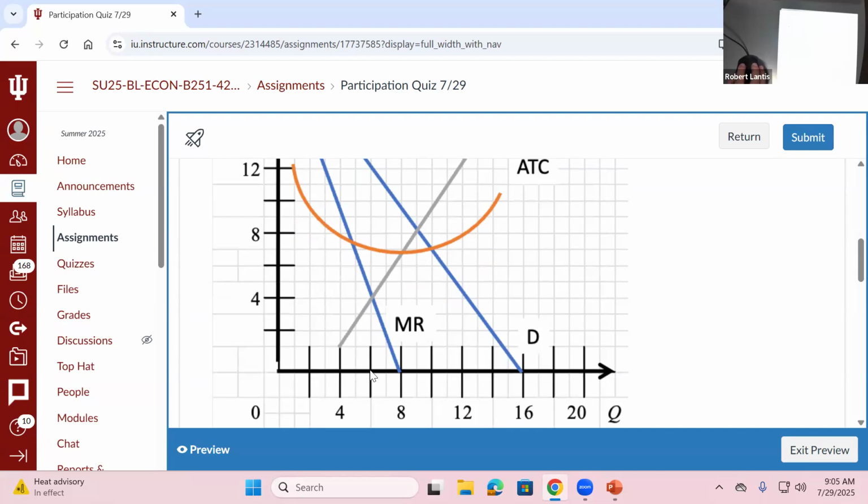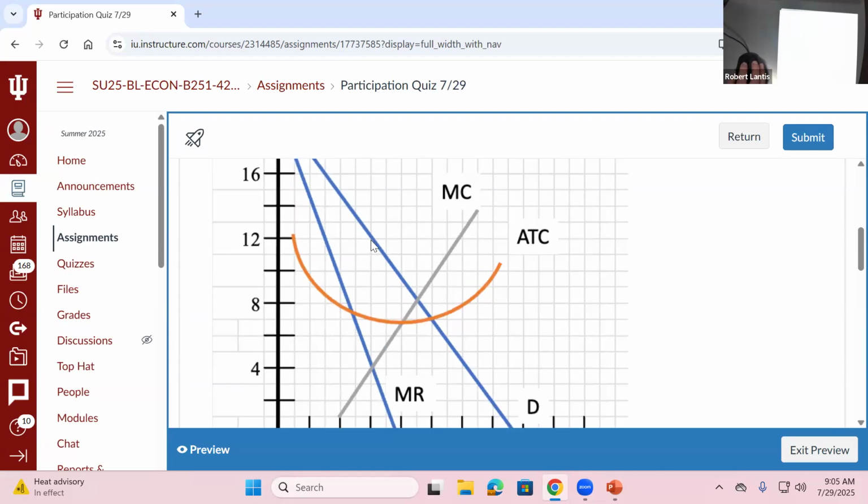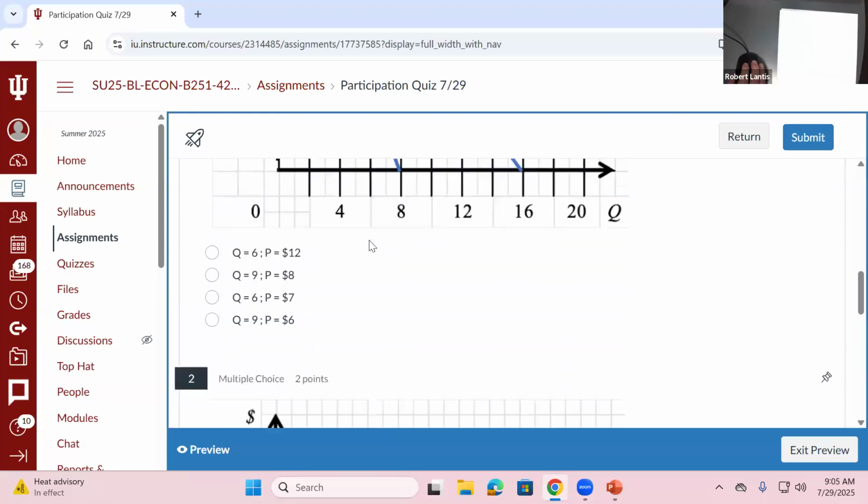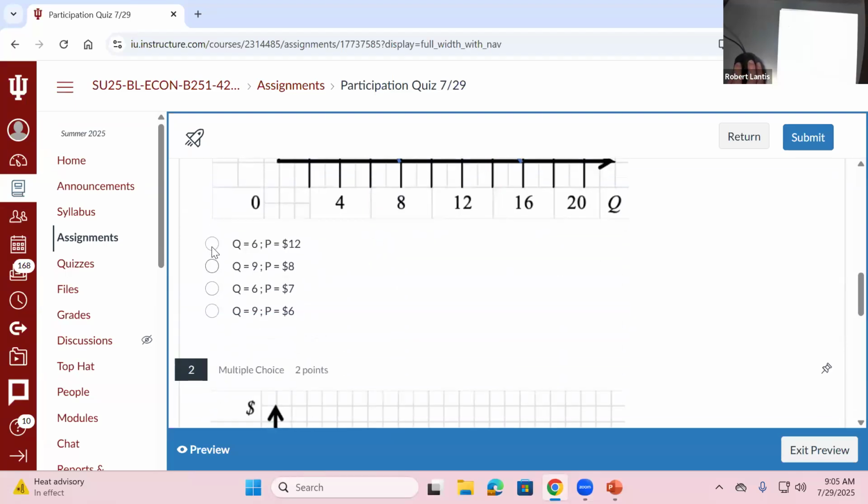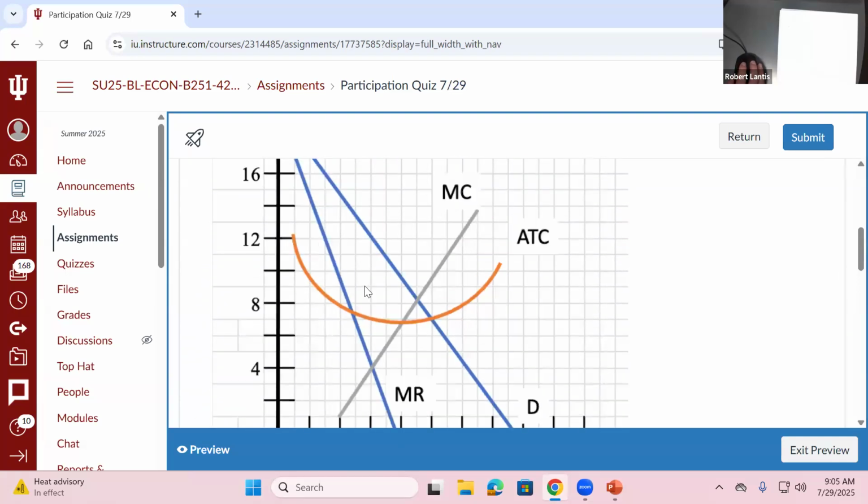What price does the firm choose? Well, at that quantity they go up to their demand curve, so they'd be setting a price at $12, right? So a quantity of 6, price of 12 should be our answer there. Now, what would profits be for this firm?